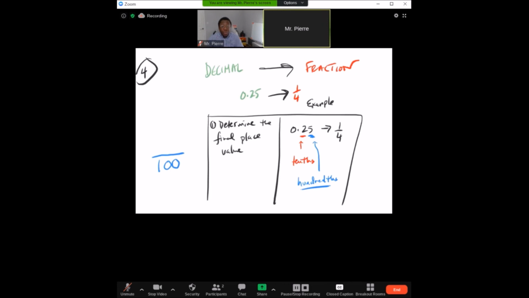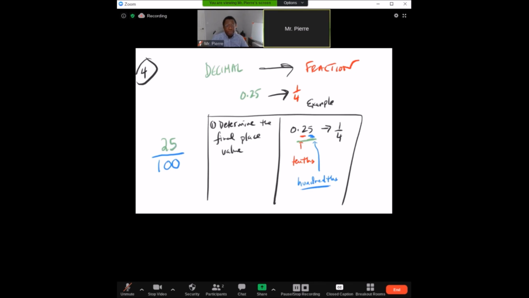If this was just 0.2, that would only be 1 place value, which would be the tenths place. That means the denominator would be equal to 10. If it was moved over 1 more, the 3rd place value would be the thousandths, so the denominator would be 1,000. Because this is the hundredths, this is going to be 100 as a denominator. And what goes in the numerator? Well, the numerator is just going to be all the values that are behind the decimal. In this case, it's 25.